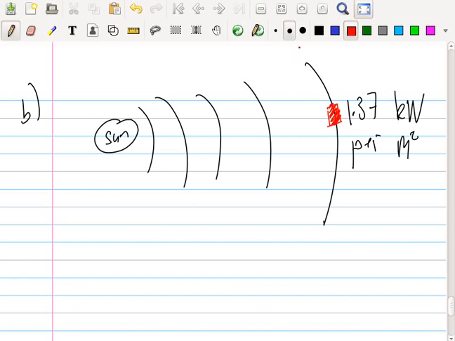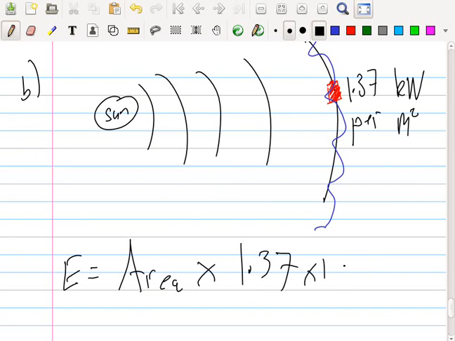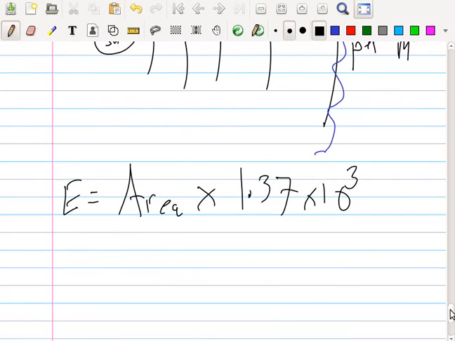So let's work out how much energy you get in total. There's like a giant ball around the sun, and the energy would be the area of the ball multiplied by 1.37 multiplied by 10 to the 3 because of the kilo. Now, who knows the formula for the area of a sphere?